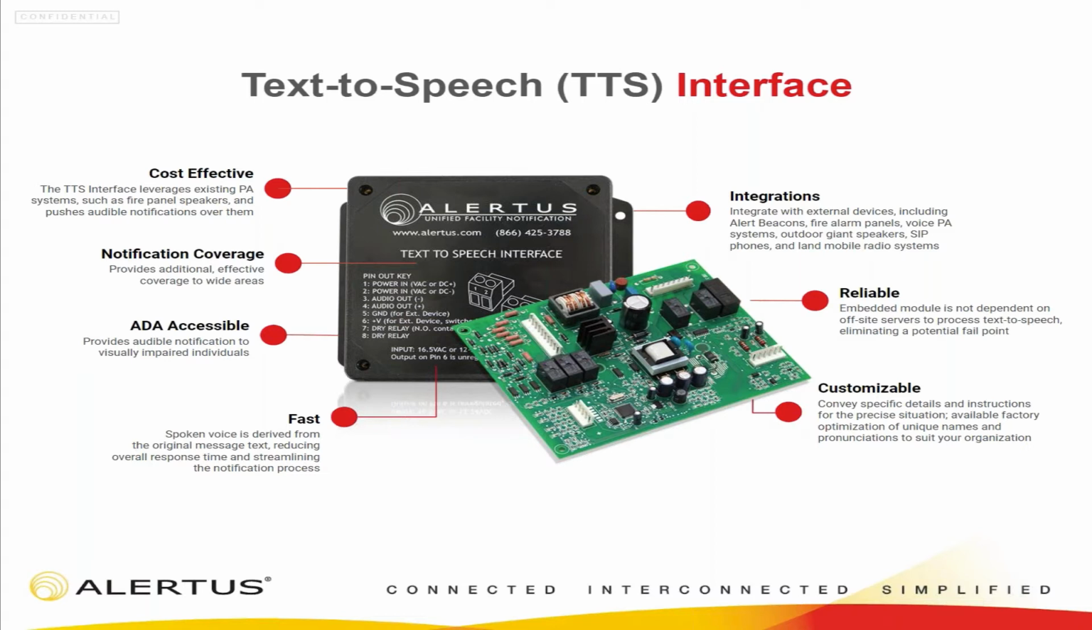So leveraging those desktops to get that visual notification across, but at the same time, our text-to-speech interface allows us to convert that text message that you would be seeing on your desktop screens or your mobile device and verbally express that message as an audible notification over your speaker system or PA system throughout your buildings. So we simply integrate into your speaker system for that audible message to be distributed throughout your facility. I will give you an example of that shortly as well.